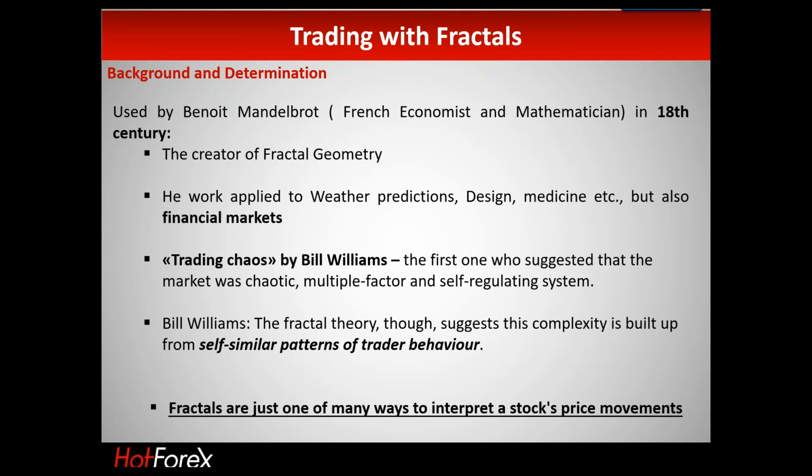That was Bill Williams. It was Williams who, for the first time, suggested that the market was chaotic, with multiple factors and self-regulative systems, and that chaos theory and nonlinear models can be applied in the financial markets. It was Bill Williams that first suggested that chaos theory can be applied in markets.